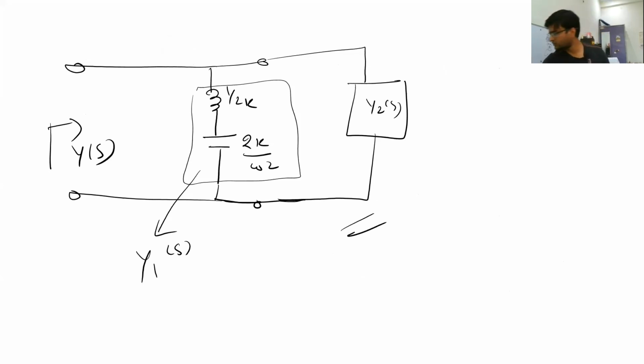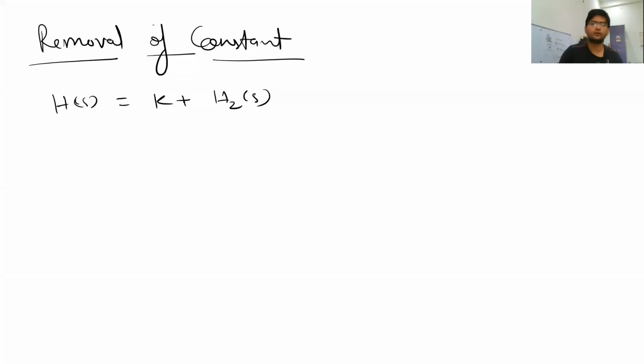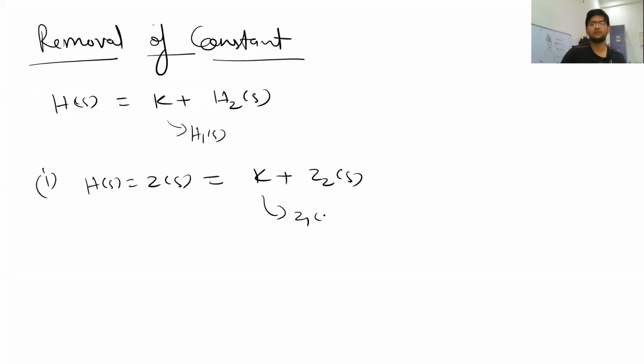Now let us go to the last topic of today's lecture, which is removal of constant. Now a constant can be represented by any constant, so I am taking k. So suppose you have a network function hs, it can be represented as summation of k and h2s. This k is basically your h1s, first part. As I already told you, we can represent hs in the form of impedance or admittance. So let's take the first case and call this hs as zs, which will be equal to k plus z2s. So this k is nothing but your z1s.